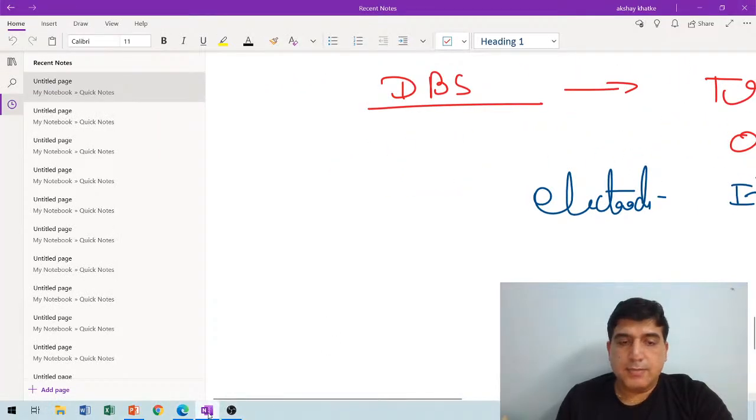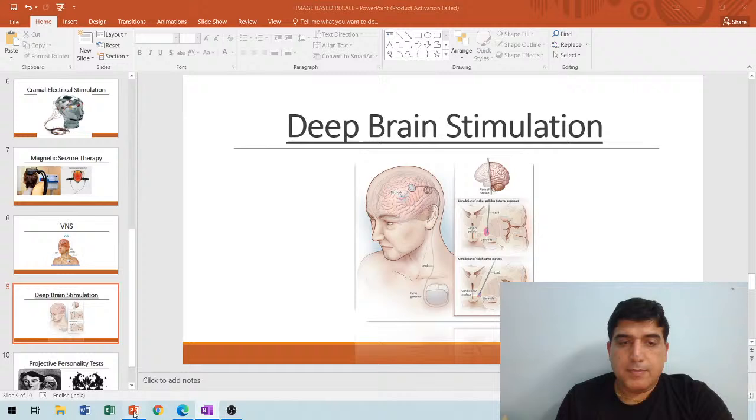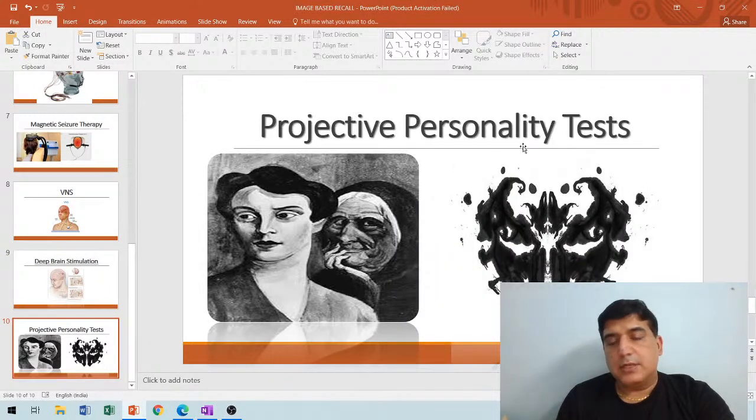Next, we have projective personality tests. This is the Rorschach test, and this is the thematic apperception test. In the Rorschach test we show ambiguous forms, and in this one we show pictures. So we have various projective tests.